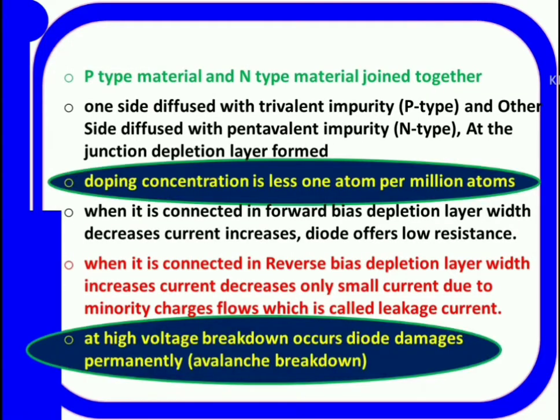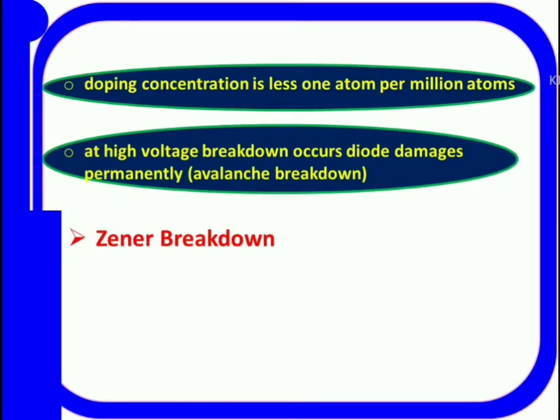There are two important key points in the PN junction diode that encourage us to move on to the Zener diode. One is doping concentration. In a PN junction diode, the doping concentration is very low. Now the question is, if I increase the doping concentration, what happens? Next, in a PN junction diode, if you go on increasing the voltage in reverse bias, what happens?